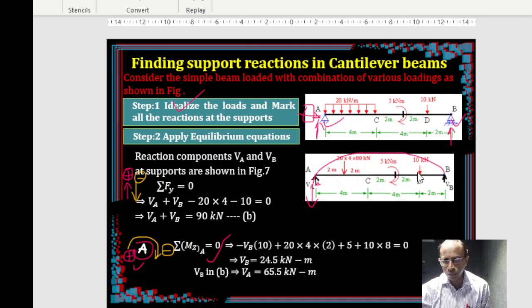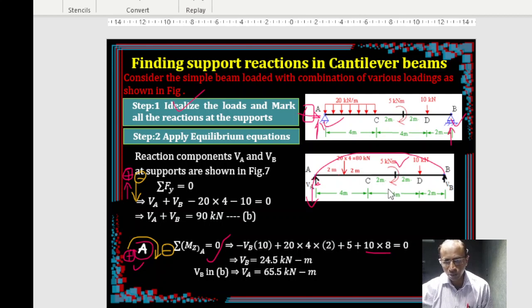The rest of the loads are causing clockwise only. This is clockwise, this is clockwise, this is clockwise. 10 times what is its distance? 8. Okay. Then 5 is directly a moment. No, don't multiply with any distance. It is itself a moment. Often I used to see students doing that. So 5, directly put it, right?